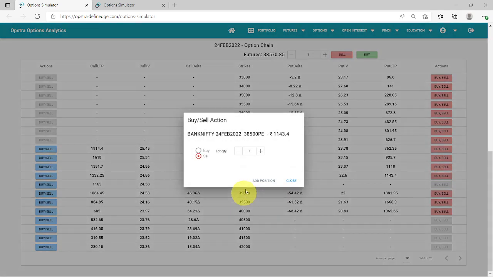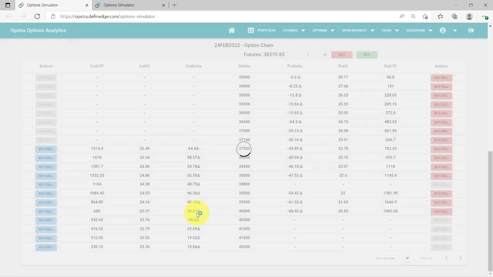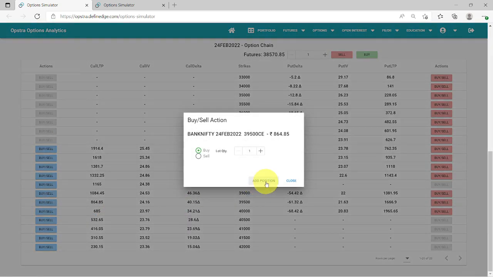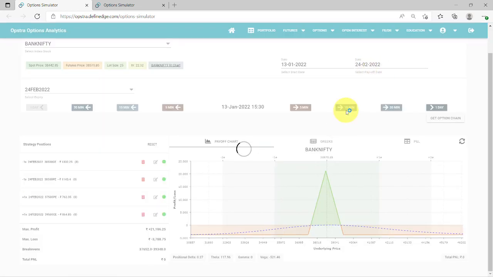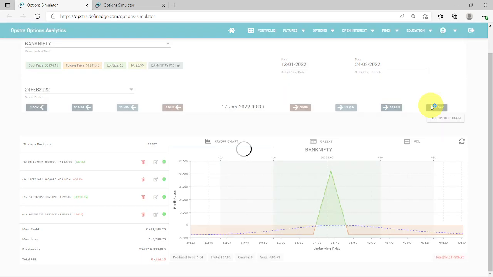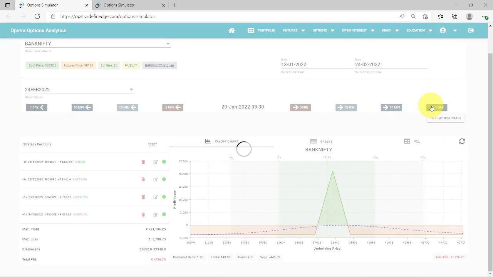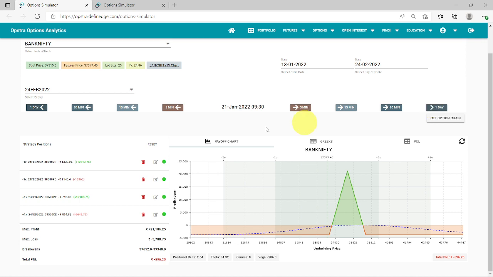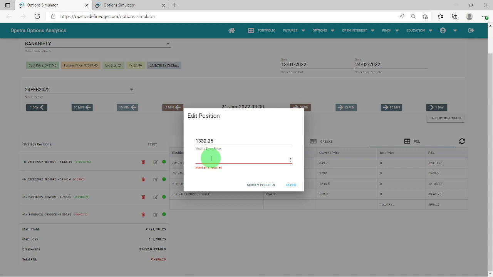So 38,500 call and put we are selling, and 37,500 put we are buying, and 39,500 call we are buying. After that, our payoff chart will look like this, and we'll start monitoring by 9:30 every day. We'll see when the market breaks our break even. Okay, on 21st of January, it has breached the downside again. So we'll be booking profit on the call side, which is at 840.